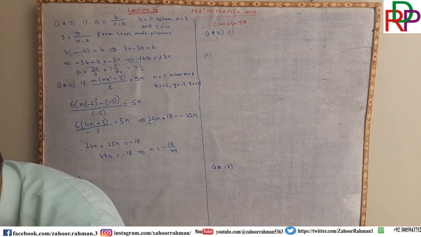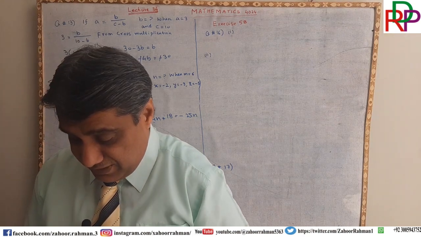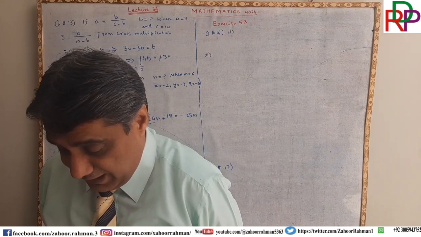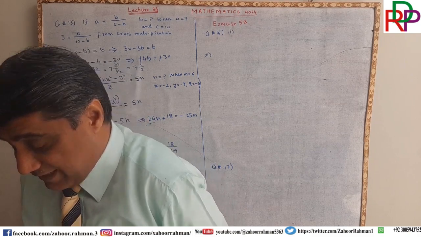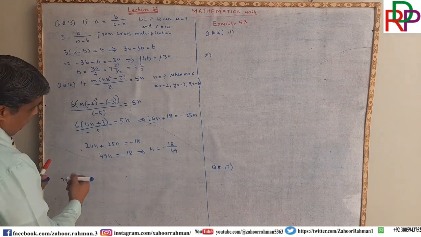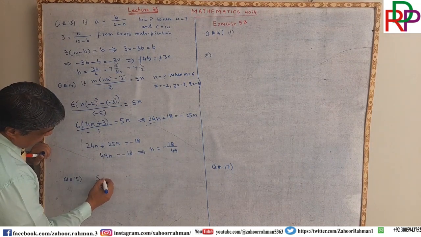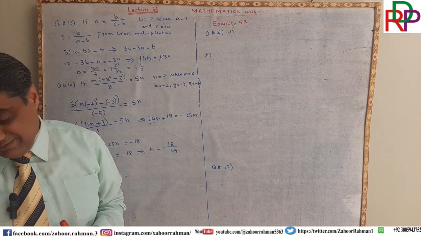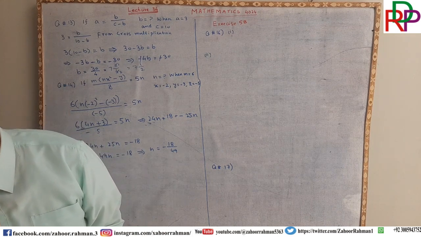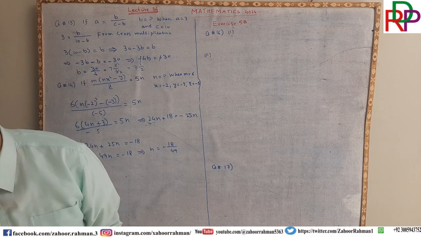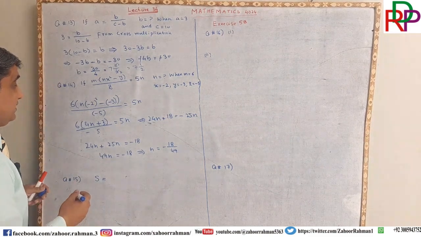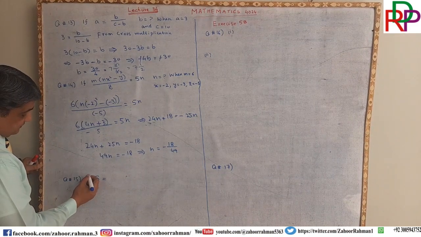Without wasting our time, the question is saying that this is question number 15, part number 1. Find a formula for the sum S. So we have to find S. What is it saying? It is saying any three consecutive odd numbers. This is part number 1.